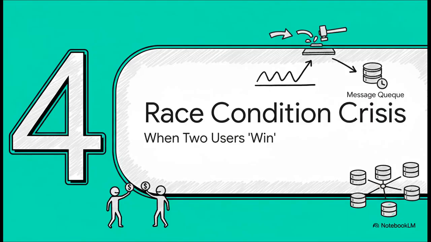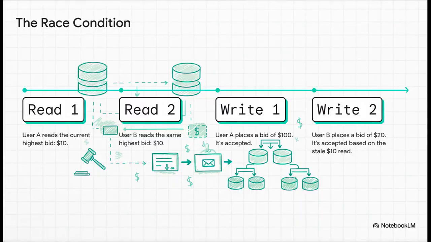And with our simple design, we've just walked headfirst into a crisis. It's a classic textbook problem in distributed systems called a race condition. And in our case, it could actually cause 2 different users to think they've won the same auction. A total disaster. Just look at this timeline. The current high bid is $10. User A and user B both load the page and see that $10 value.